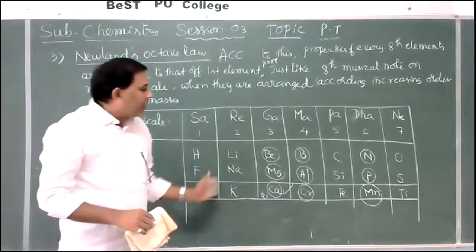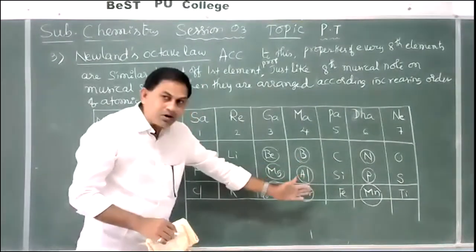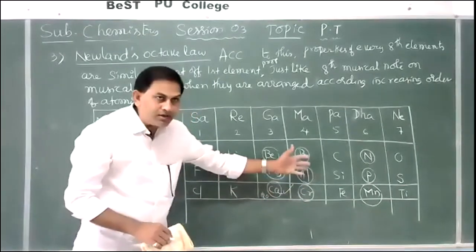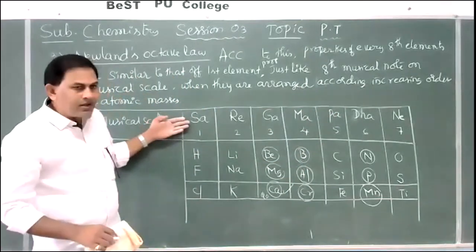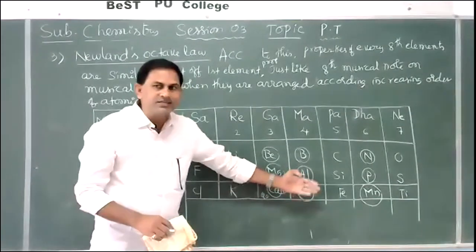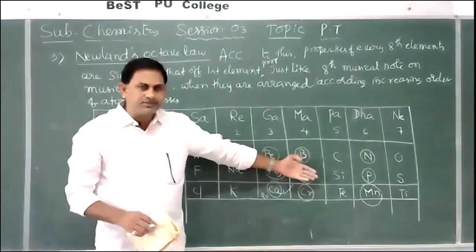Because at that time the known elements were arranged like this. These are the d-block elements. Here the properties of chromium and boron, aluminium are not similar. So if you follow this musical note method, you won't get accurate, similar properties. That's why these laws failed to explain the classification of elements.